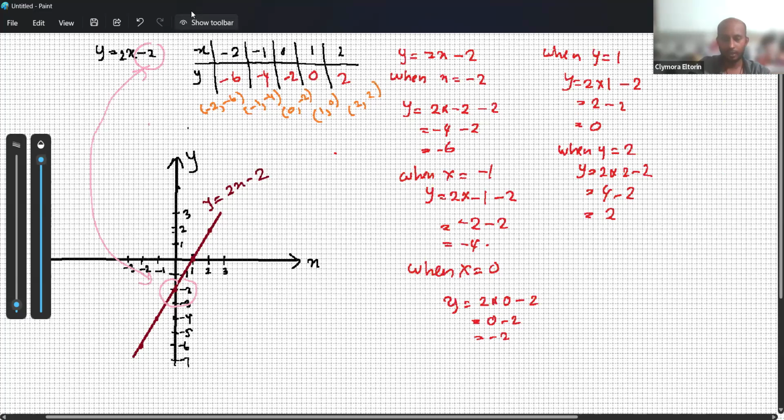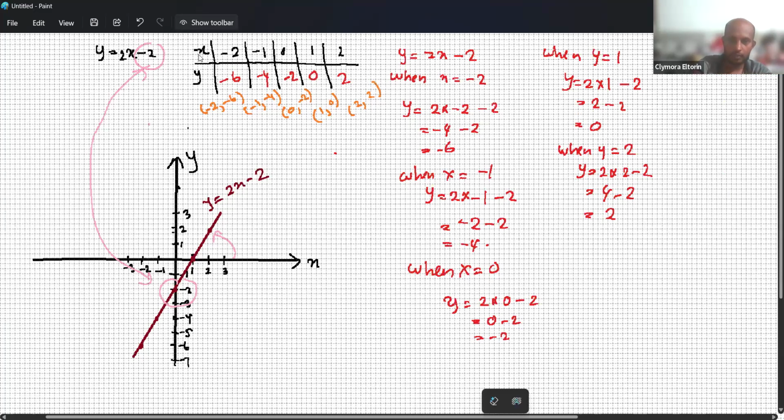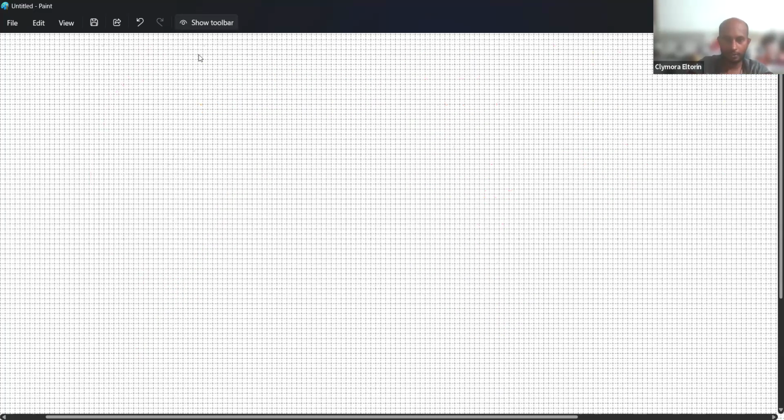Earlier we discussed two graphs. Those contain positive gradients. Now I'm going to discuss a graph with negative intercepts. A positive gradient makes acute angles. Okay. Now I'm going to discuss a graph with negative intercepts.